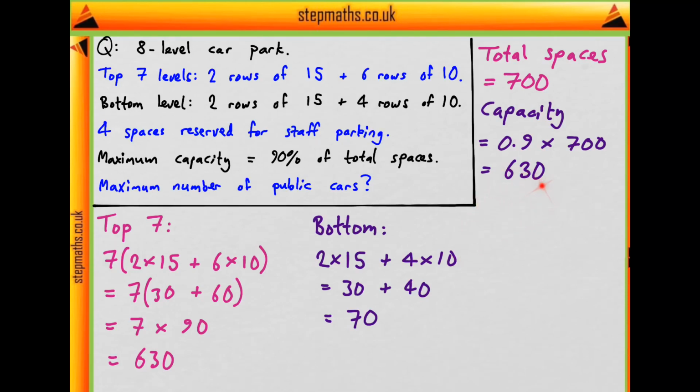So if 630 is the maximum capacity of the car park, what's the maximum number of public cars that can be admitted? So we know 4 of these 630 spaces are reserved for staff, and so the number of public cars that can be allowed in is 630 minus 4 for the staff, which is 626. So this is our final answer, which corresponds to E.